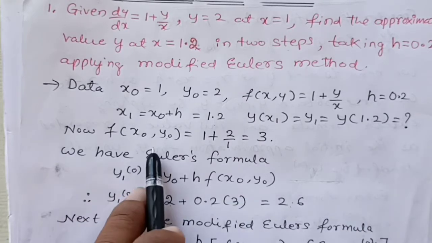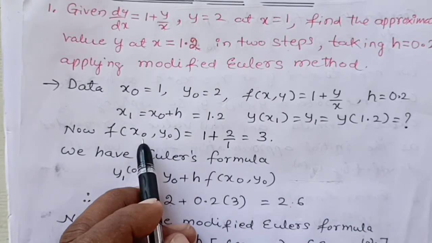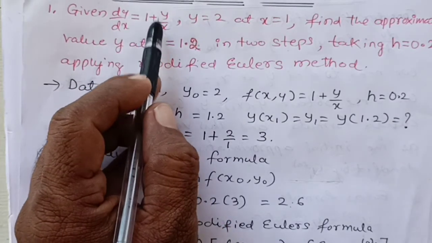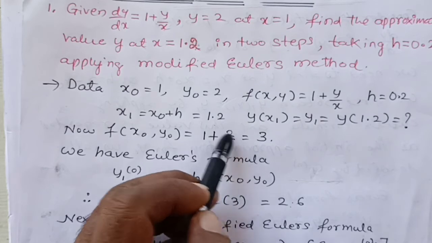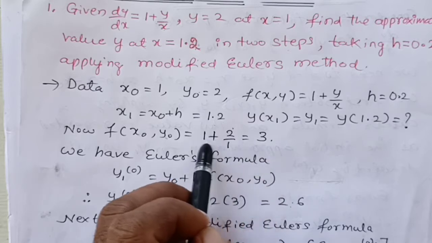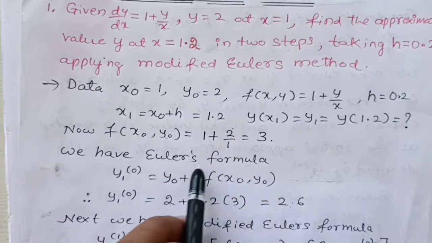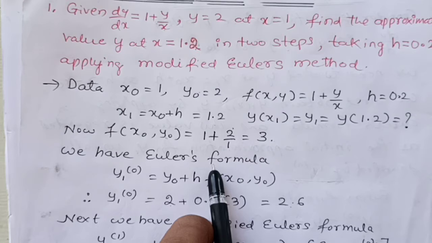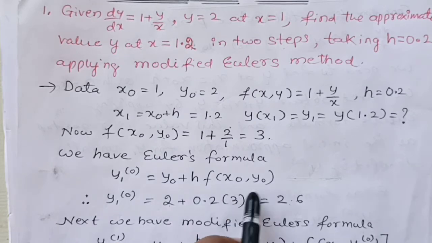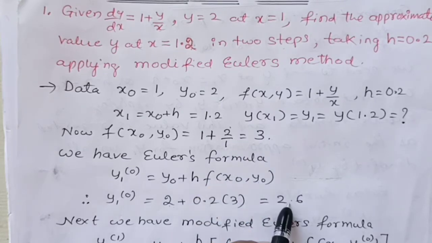Now f of x naught y naught, in place of x y, x naught y naught, is equal to 1 plus y by x. y is how much? y naught 2 divided by x naught 1, 2 by 1, it is 2 plus 1, 3. We first implement Euler's formula, not modified Euler's formula. So y1 at 0 is equal to y naught plus h f of x naught y naught. So it becomes 2 plus h is 0.2 times f of x naught y naught, which we just calculated as 3, it is 2.6, final answer.